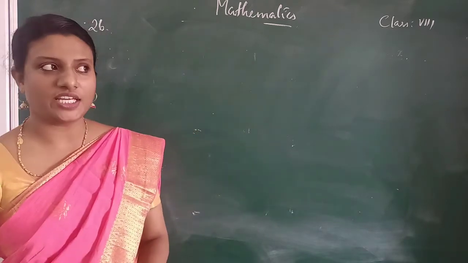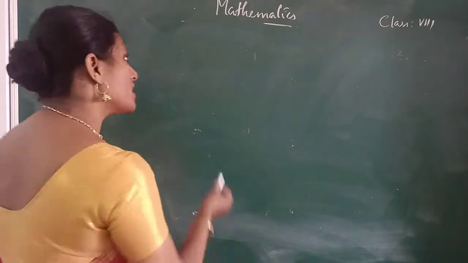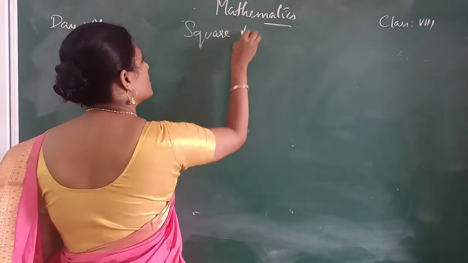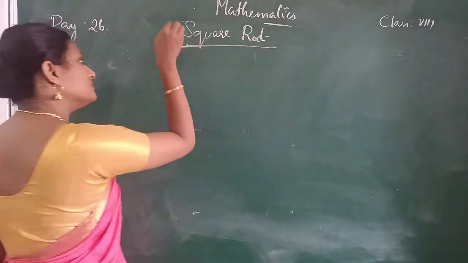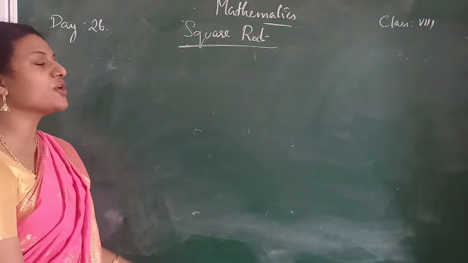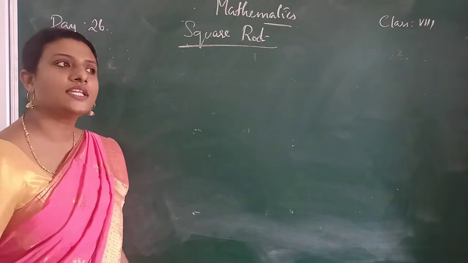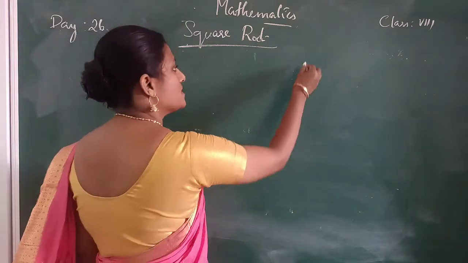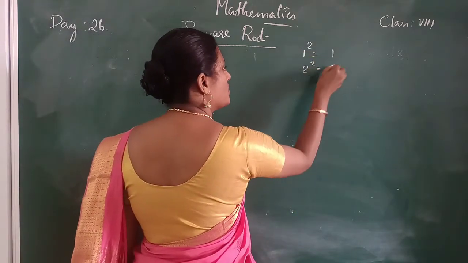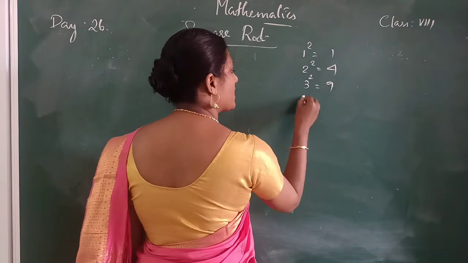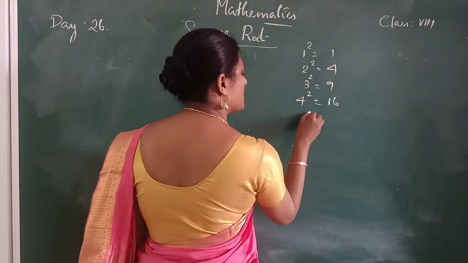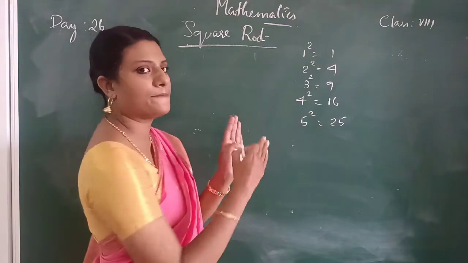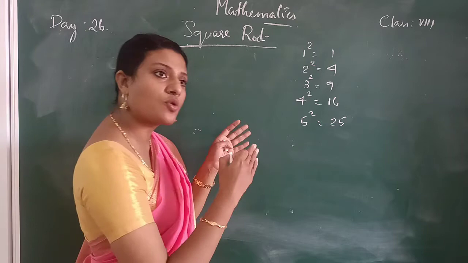Today we are going to study a new topic, that is square root. That means how to find the square root of a number. In earlier classes you studied how to find the square of a number. You know 1 square is equal to 1, 2 square 4, 3 square 9, 4 square 16, 5 square 25, etc. You know squaring the numbers. Next we are going to take the square root of a number.